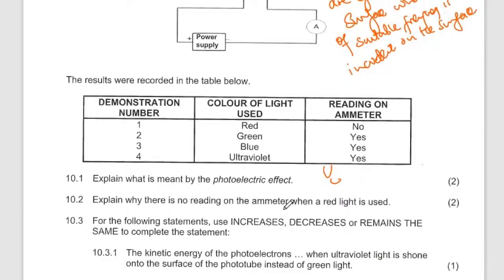Then explain why there's no reading on the emitter when the red light is shone on it.